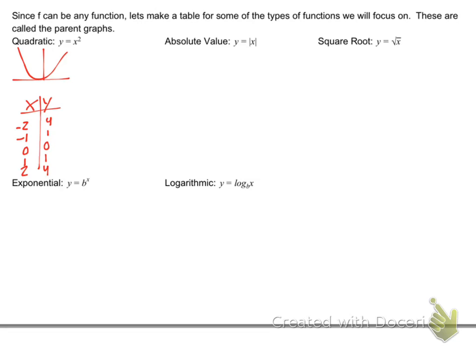Going to absolute value. Absolute value graphs look like what? A V. Still centered at 0, 0. So when I make my t-chart, I still can use my Fab 5. Though I'm taking the absolute value, not squaring, so therefore you get 2, 1, 0, 1, and 2. Correct? Those are pretty straightforward. I get to use my Fab 5s.